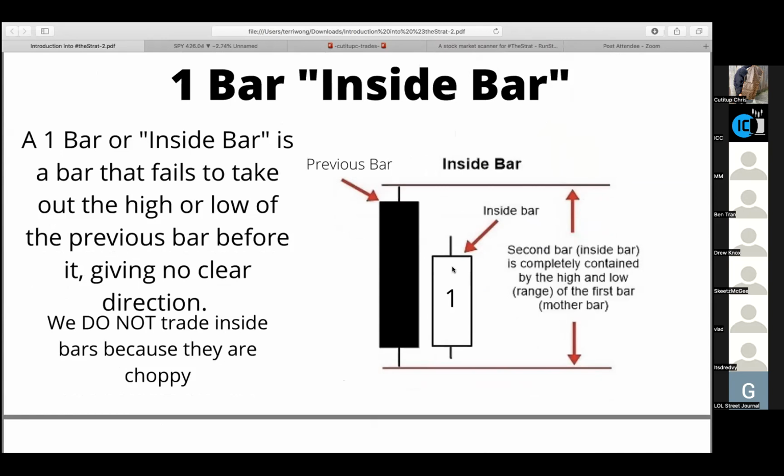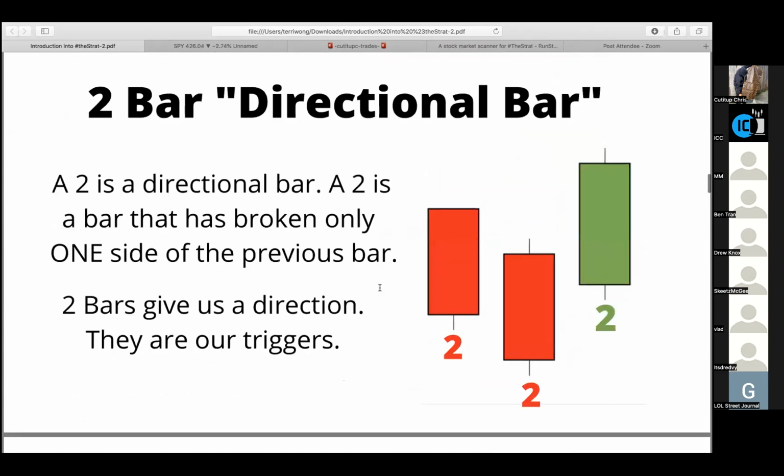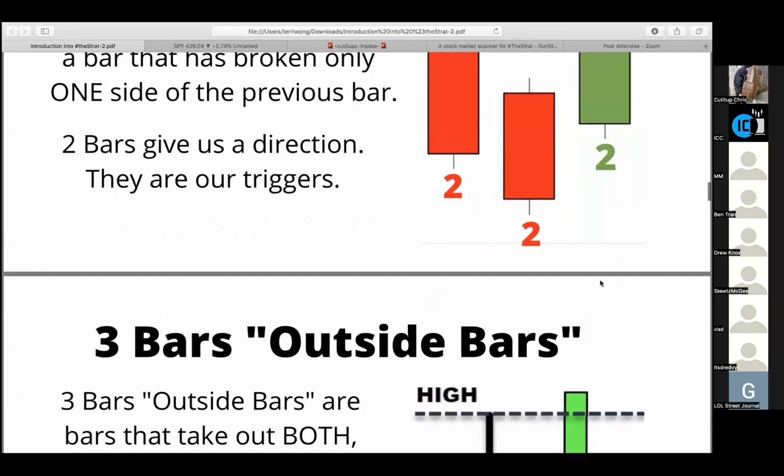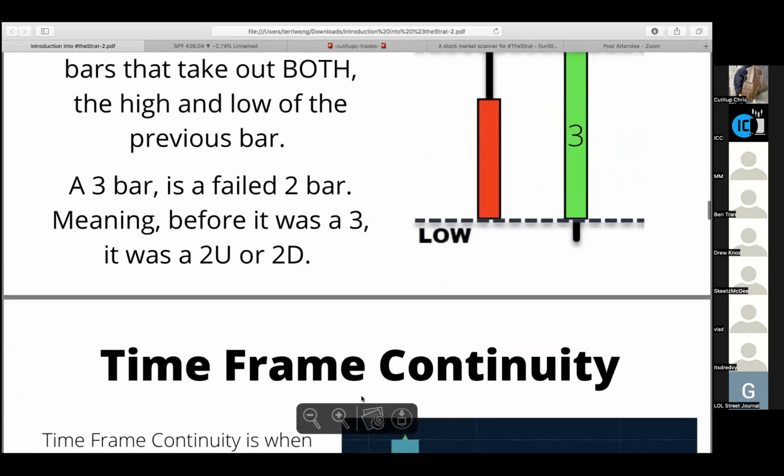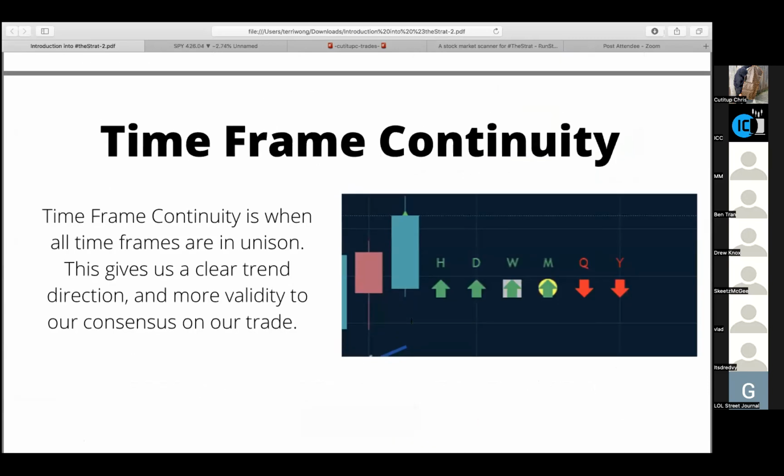We know a two is a directional bar, tells us which way we're going. And we know threes are failed twos and they're outside bars, taking out the high and the low. So another thing we have to take into account is time frame continuity. This little thing right here is just an indicator on TradingView, but basically with time frame continuity, depending on your trade, like if I'm day trading, usually I'm more looking at the daily, the hourly, the 30. Those are the time frames I look at because my trade is for the day.